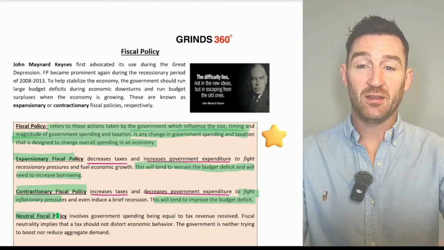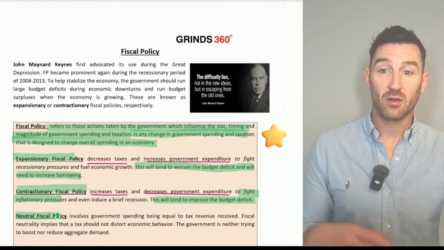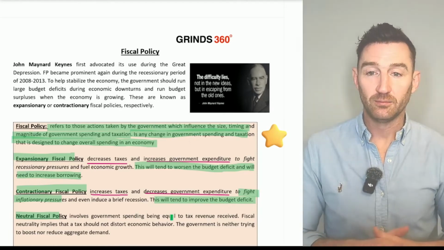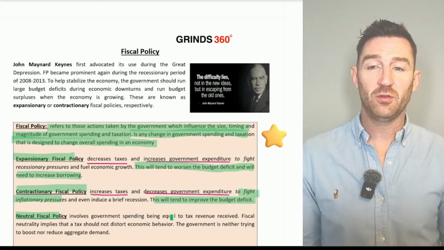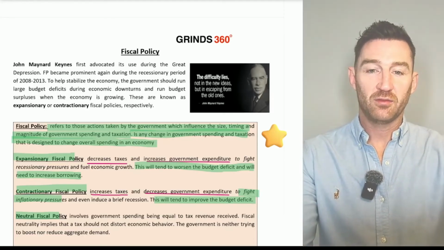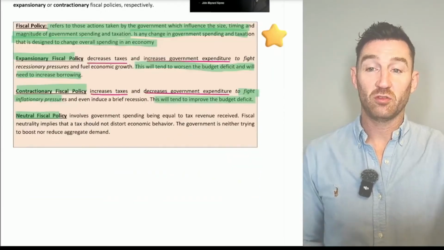Neutral fiscal policy then is where you're just not really following either approach. So it involves government spending being equal to tax revenue. It just means that what the government are doing in terms of tax doesn't really impact economic behaviour. The government aren't really trying to boost or reduce aggregate demand.